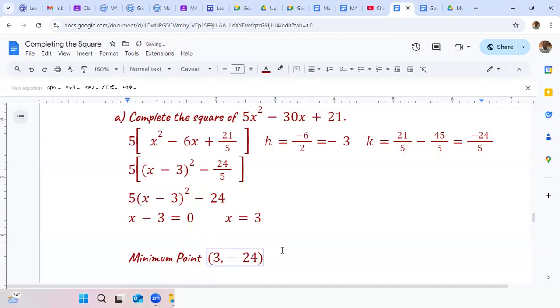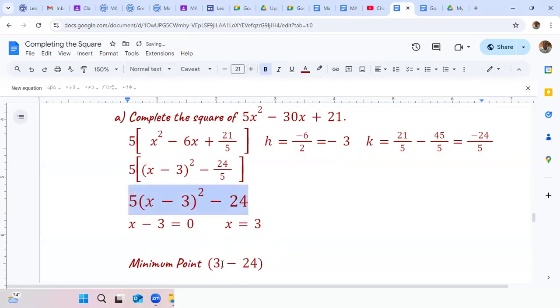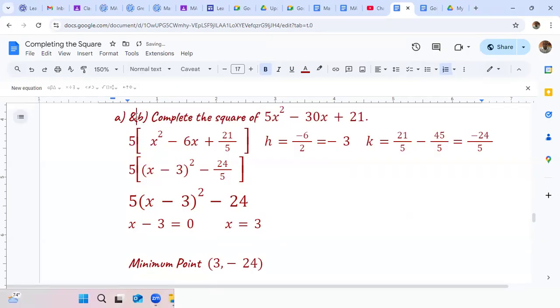So here you have it. Completed square when a is not equal to 1. And from that, you can identify also the minimum point. So pause, rewind, make sure you are participating in the video.